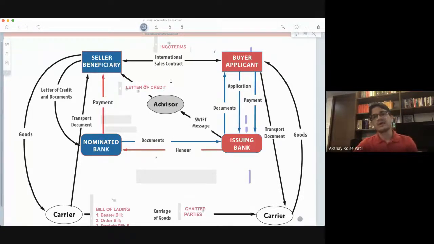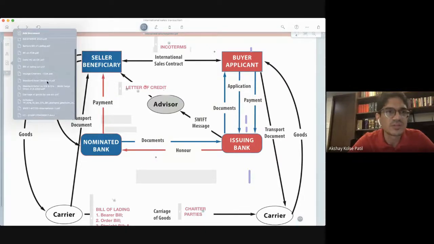In any case, once the advising bank gets the message, it examines the letter of credit and then forwards it to the seller. In the meanwhile, obviously, the seller has to transport the goods. And once he has transported the goods, I'll come to this aspect later, he will get the transport documents from the carrier. The transport documents normally will be the bill of lading and the other documents which are specified in a letter of credit. Now let us just see what kind of documents they will be.